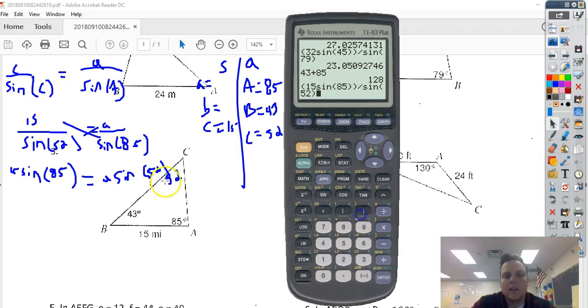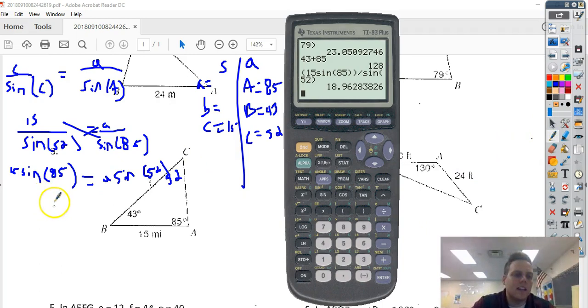Yes, that's what's multiplying to a over here. So it's a times sine 52. So to get a by itself, I would divide both sides by sine 52. Press enter and I get 18.96. I'm just going to round that up to 19. So I know that little a is 19.